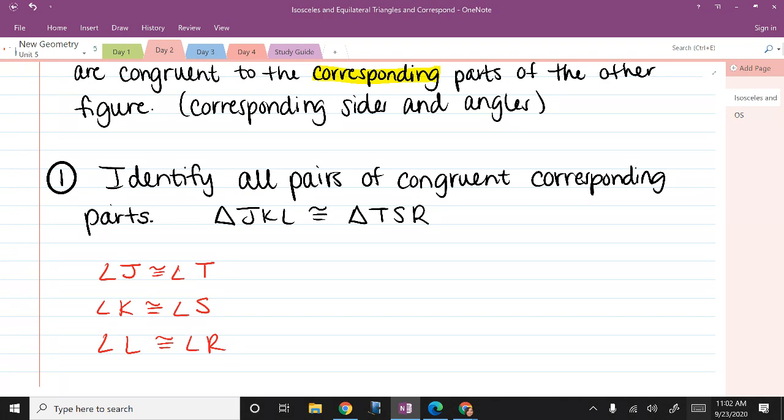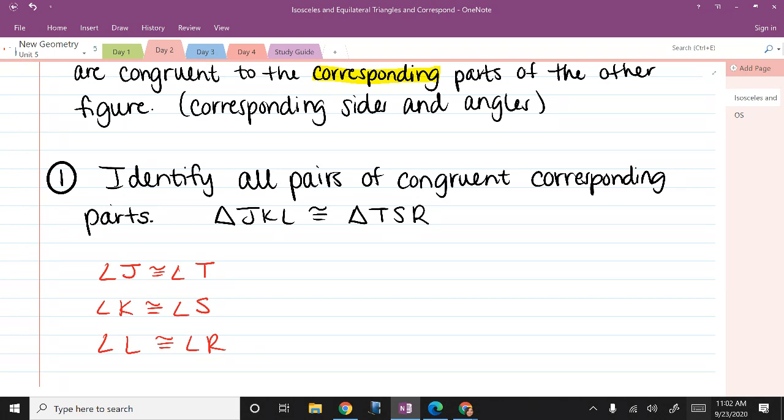Now we also have sides of a triangle, right? And sides are segments. For segments we need two letters. JK is going to go with TS. And then you slide over. KL is going to go with SR. And then you split the middle. JL is going to go with TR.